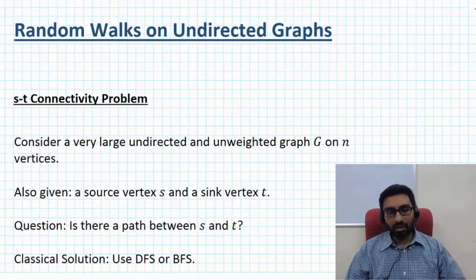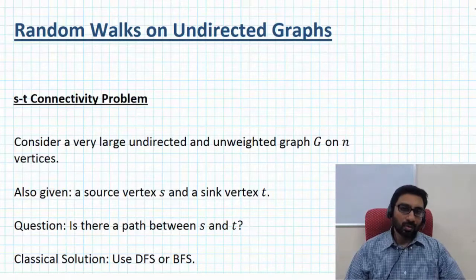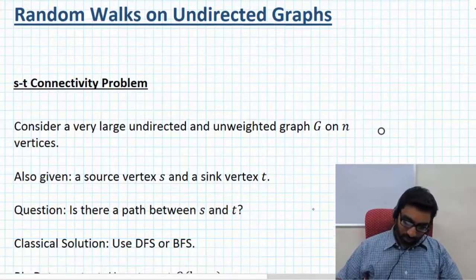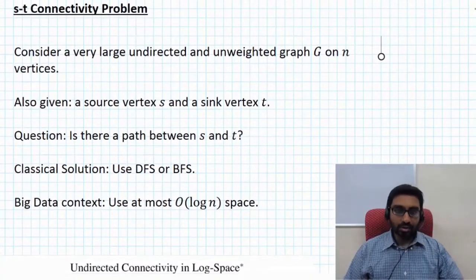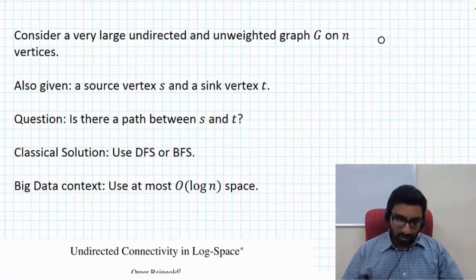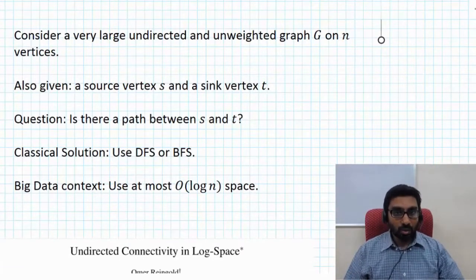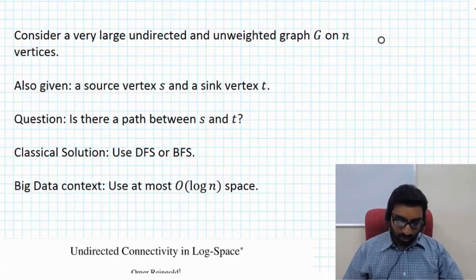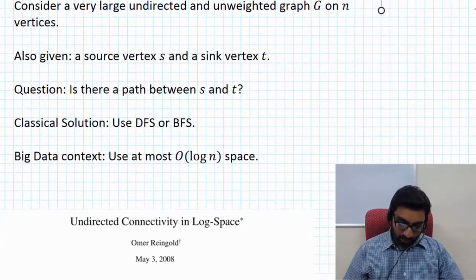In this last segment, we're going to talk about random walks on undirected graphs. To motivate this problem, we're going to talk about the ST connectivity problem. In this problem, consider a very large graph G. It's undirected and unweighted. This graph has n vertices and n is large. So it's a classic big data problem. It also has a lot of interesting implications elsewhere, but let's focus on the big data aspect.